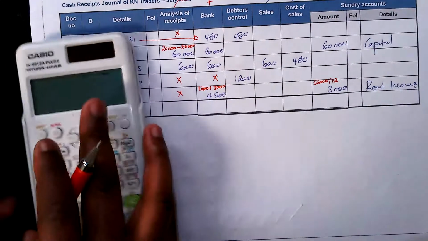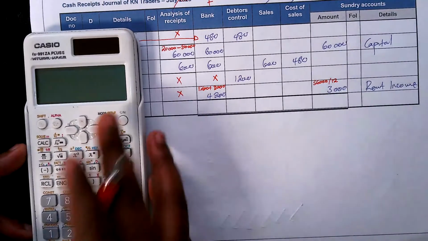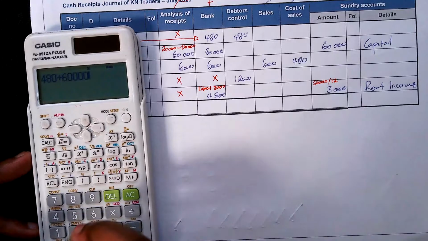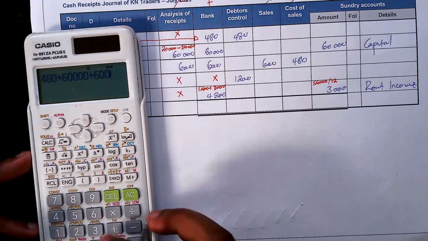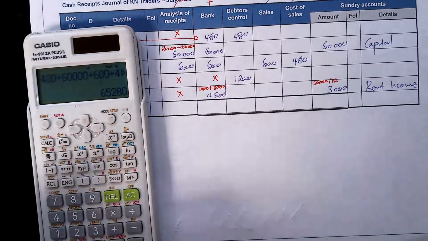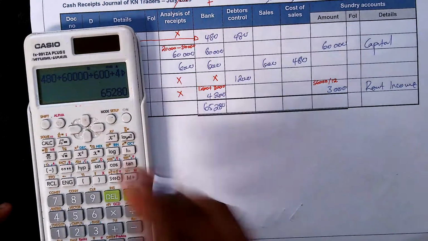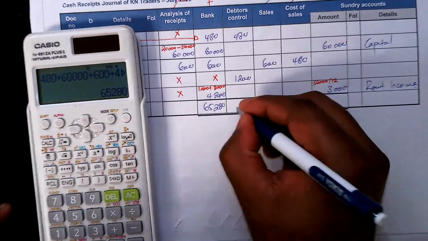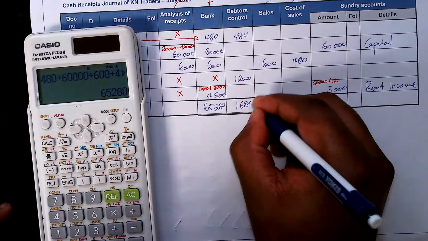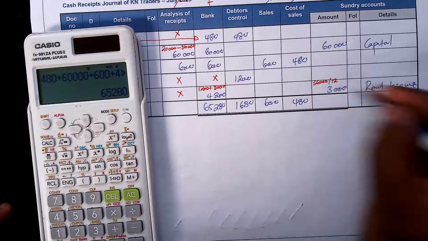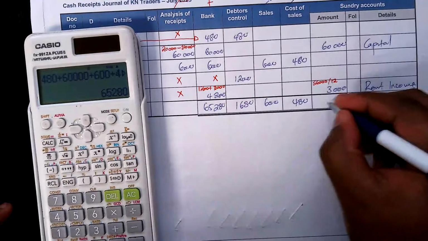Okay, let's do the totals. We are done. Now let's do the totals. So it's going to be 480 plus 60,000 plus 600 plus 4,200. How much do you get? 65,280. And then this one, when you add it together, you should get 1,680. This one stays as it is, 600, and then you have 480, and then this one you have 63,000.